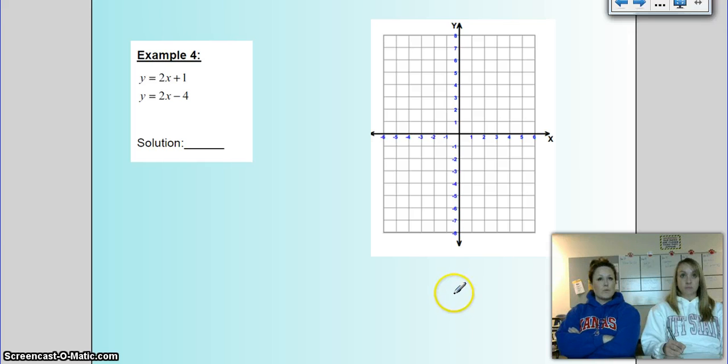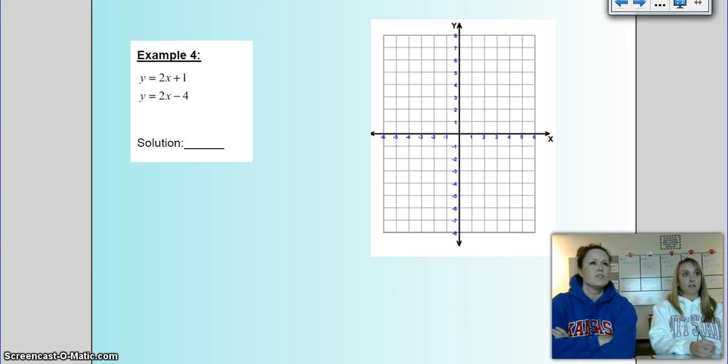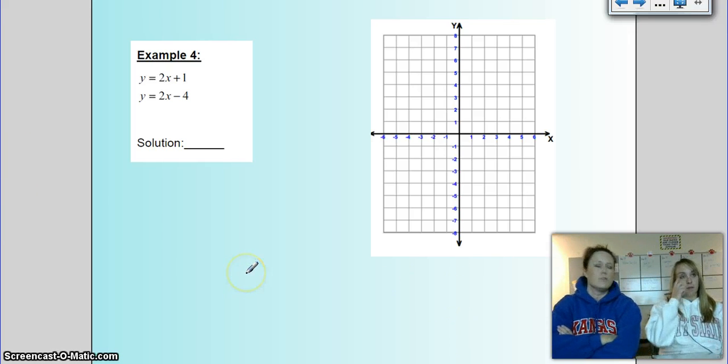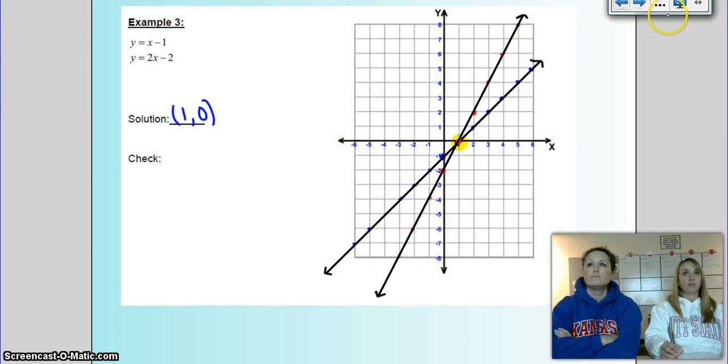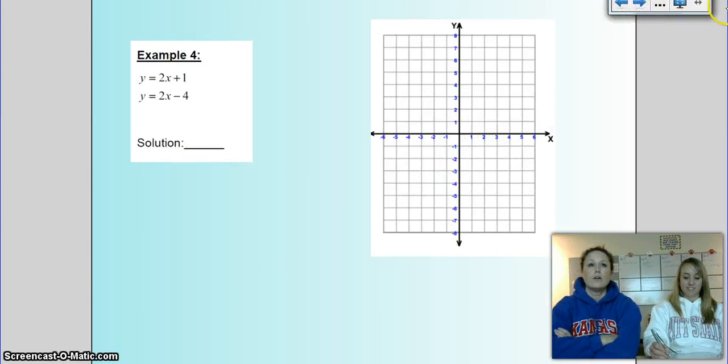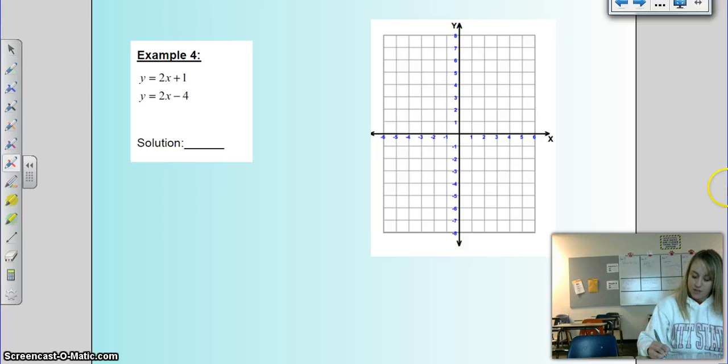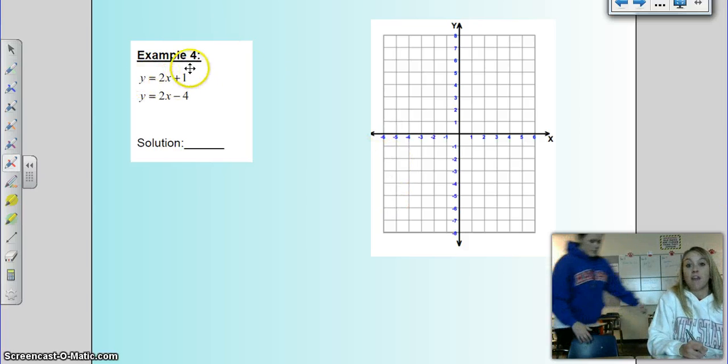Okay. So now this one, 2x plus 1. Oh, where'd that tool go? I don't know, that's weird. Okay. You want me to go get them? Probably, for this one, yeah. Okay, so here we are. Sorry about that.